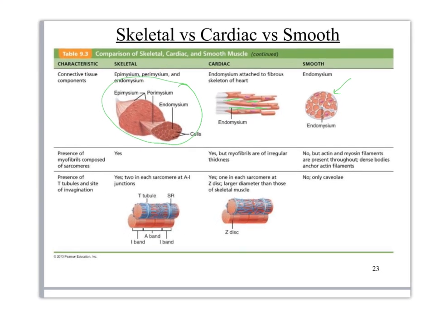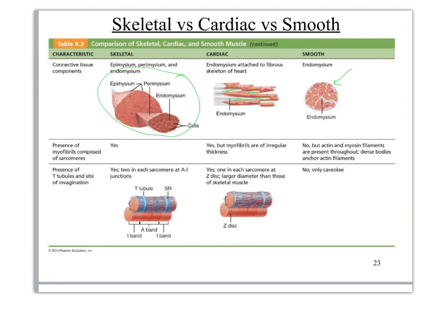Now over here, presence of myofibrils composed of sarcomeres. Yes, but myofibrils are of irregular thickness, and this has partially to do with those mitochondria again, okay? No for smooth, all right? It's going to do that web instead with dense bodies anchoring the actin filaments, all right?